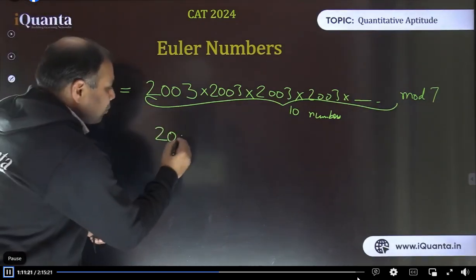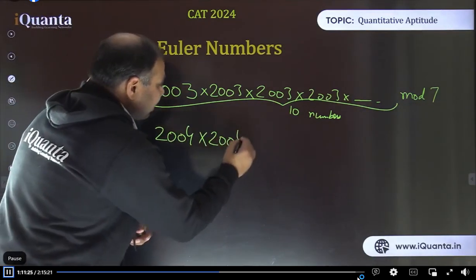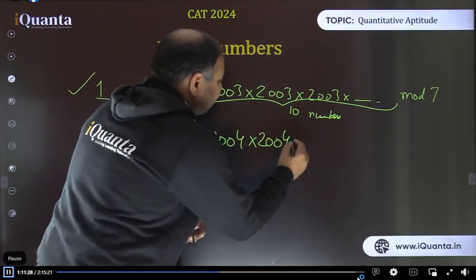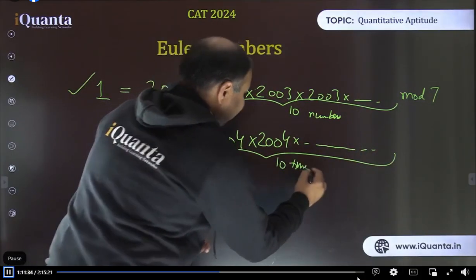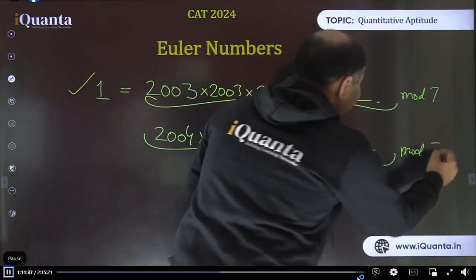Next question. 2004 multiplied with 2004 multiplied with 2004. Let's say take it also 10 times. And same, you need to tell me the remainder when this number is divided by 7. Let's find out first.